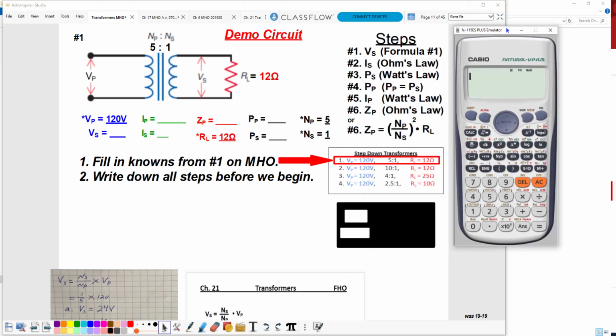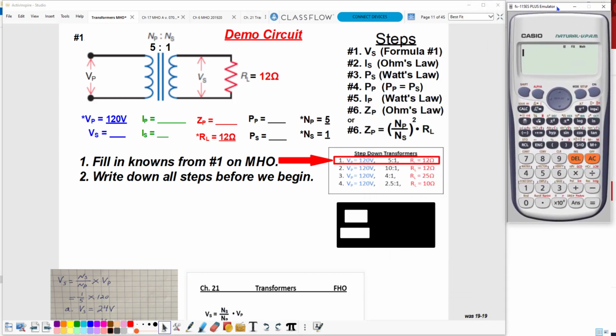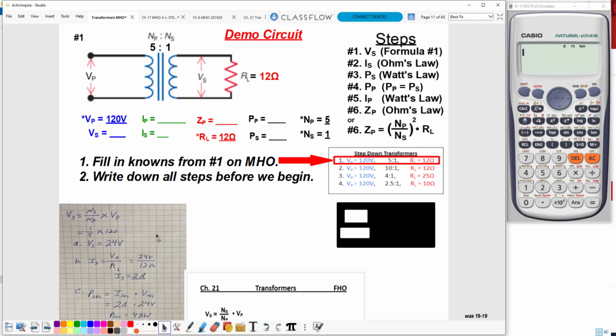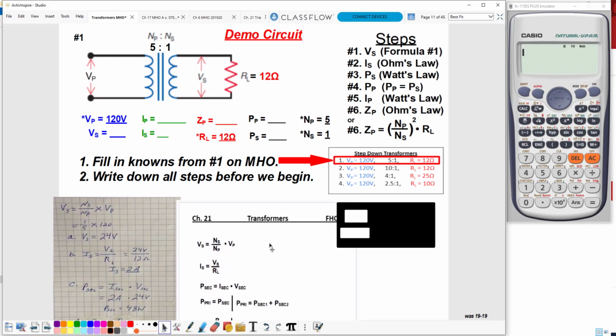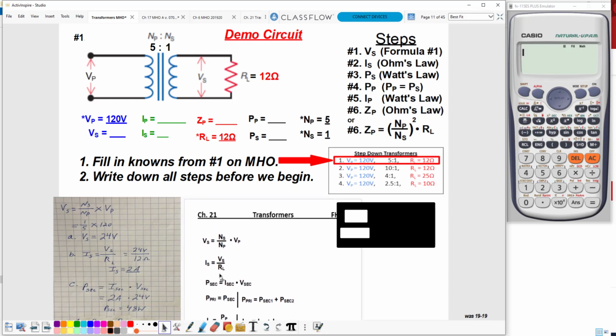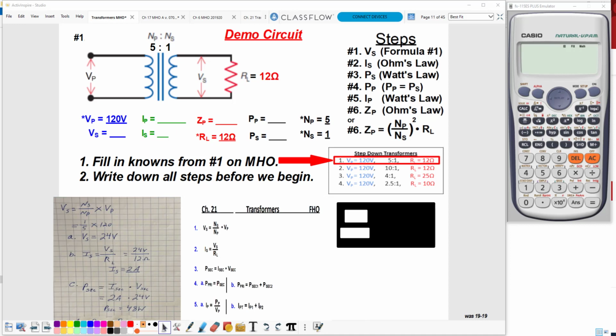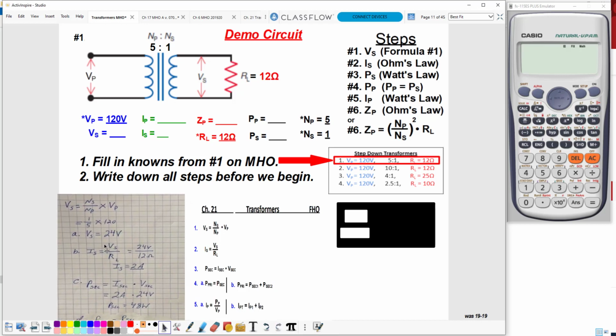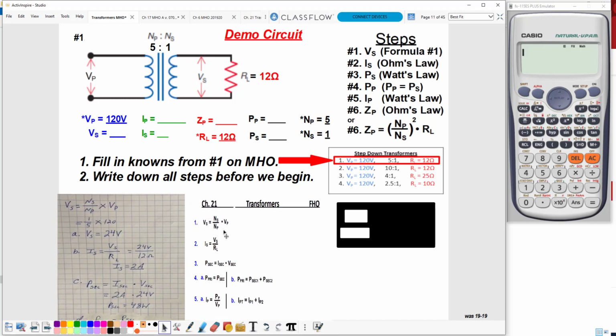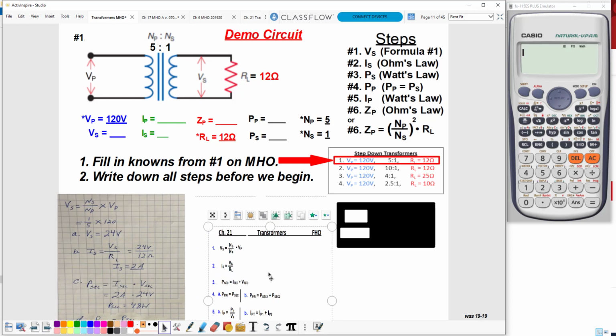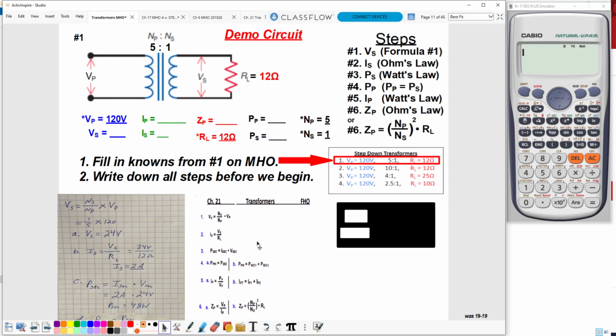So we're going to begin to make our calculations. I've got here my formula sheet, and I'm going to be following my formula sheet, going in order with my formulas. And on this sheet here, I have filled in some of the values from this particular problem. So that's the difference between the two there.